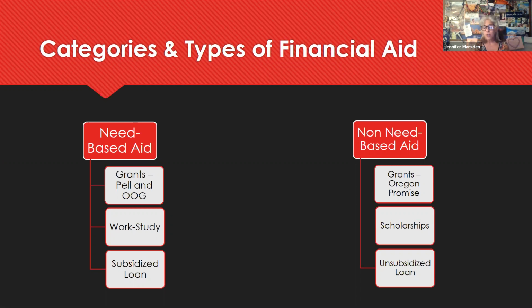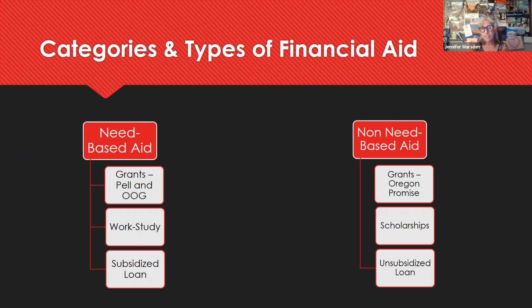So students are either offered when they get their financial aid awards, subsidized loans, or you can see on the non-need-based aid, unsubsidized loans. And we talk about a lot of this senior year in our college and career readiness classes, but subsidized loans are better because they don't start accruing interest until you graduate from college, whereas unsubsidized loans start accruing interest as soon as you take them.